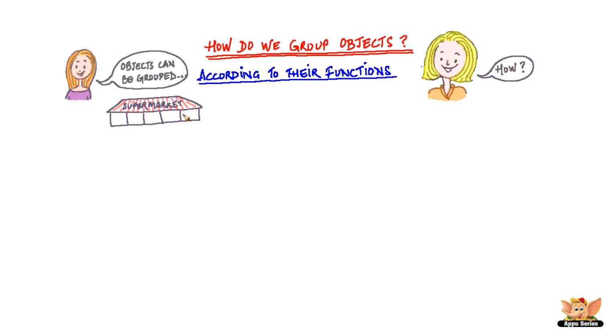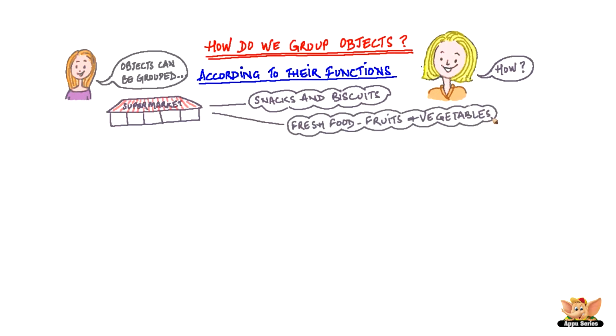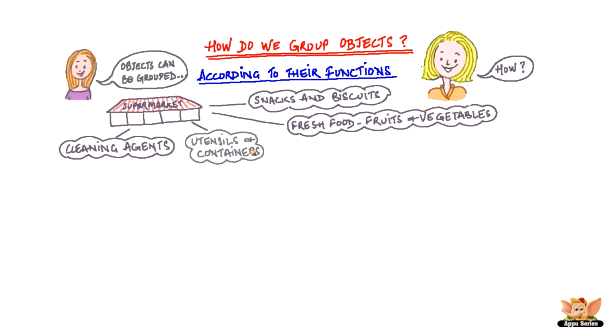If you go to your local supermarket, you will find a different section for ready-to-eat foods like snacks and biscuits, a cooler section for fresh foods like fruits and vegetables, a different section for cleaning agents, a different section for cooking utensils, and a totally different cold storage area for dairy and meat products. You will find the same sort of grouping of objects in your home as well.